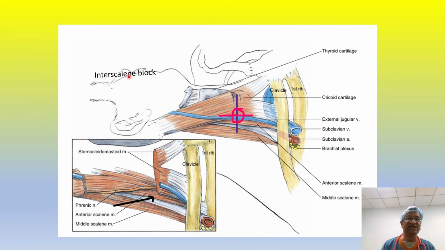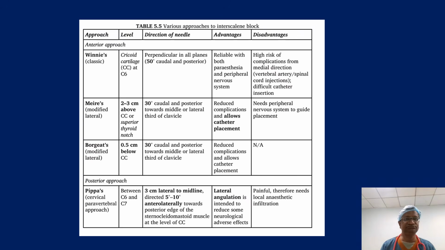Now you can see this is the interscalene block. The needle is directed like this. This is the cricoid and thyroid cartilage tip. This is the external jugular vein which is crossing. This is the lateral border of the clavicular head of the sternomastoid. Yes, we are inside here exactly to block the interscalene groove and the brachial plexus.